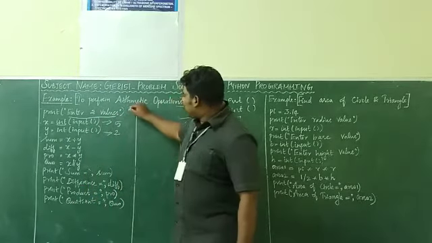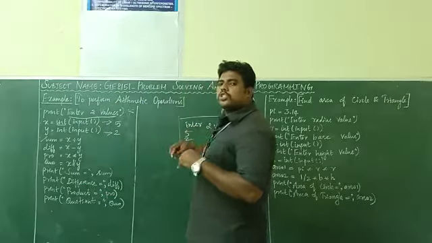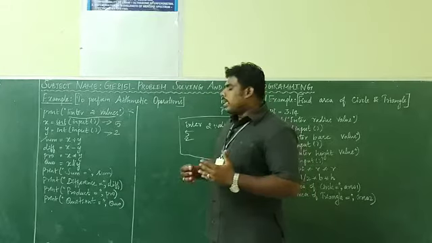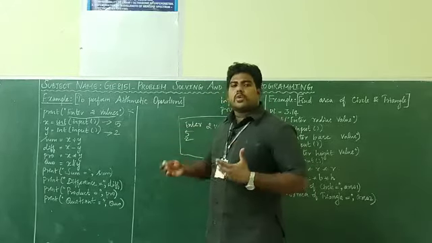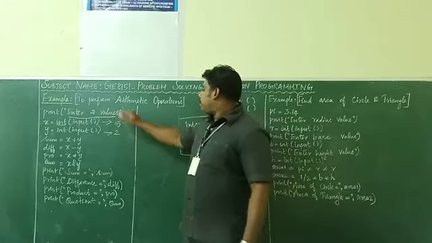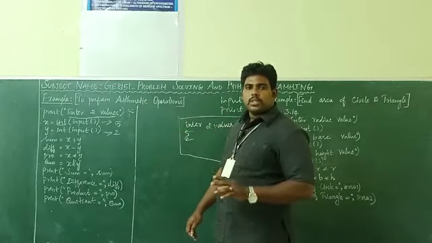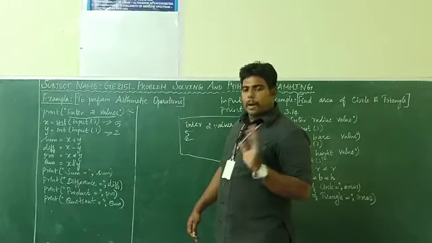Otherwise, if you skip this line, what will happen? This "enter two values" will not be displayed on the output screen. A new user can't find out what they need to do. That's the reason I am printing the statement. Print enter two values. Then I got the 2 inputs. Now I got 2 inputs, right? Now we can perform the operations.